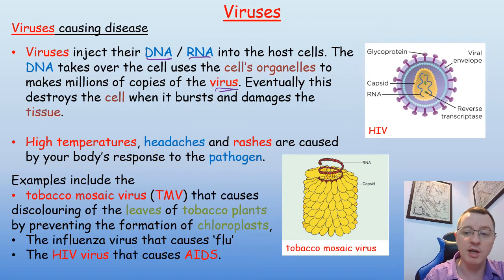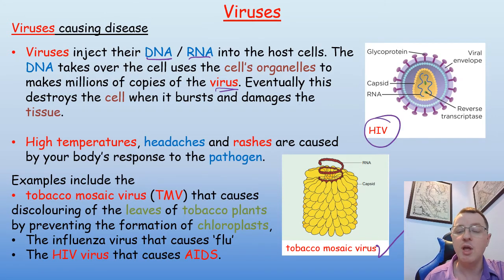And we can see on the page here a couple of different structures of viruses that we've got. We've got the tobacco mosaic virus that will cause the discolouring of leaves of a tobacco plant and prevent the formation of chloroplasts, therefore preventing the plant from carrying out photosynthesis in those areas where it's infected with the virus. We also have over here the HIV virus, human immunodeficiency virus, that causes the disease AIDS, acquired immunodeficiency. And you can see that it's got around the outside of the HIV virus here one of those membrane envelopes that it's removed from the host cells when the virus is burst out of that particular cell.